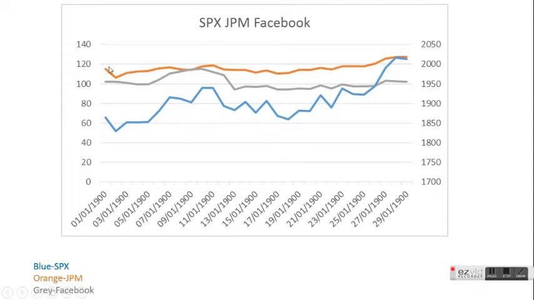But as you can see, they're fairly correlated since the start of the year. Neither of them is really driving the S&P 500. It's probably just been a bit of everything.